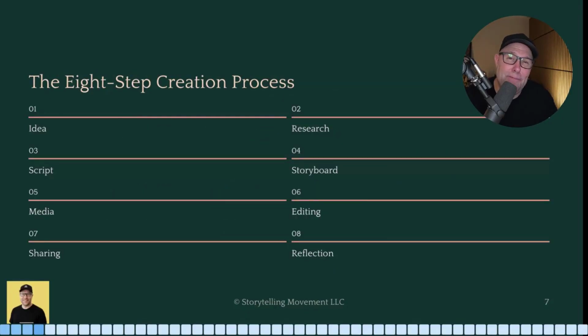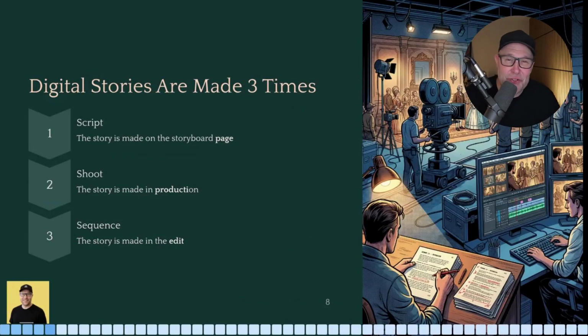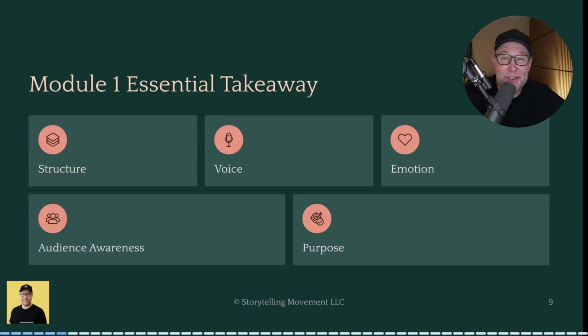The 8-step story creation process starts with an idea and moves to research, scripting, storyboarding, creating media or gathering media, editing, sharing, and reflection. And again, the process starts all over again. Digital stories are made 3 times: in the script, the shoot, and the sequence. Essential takeaways from Module 1: structure, voice, emotion, audience awareness, and purpose.